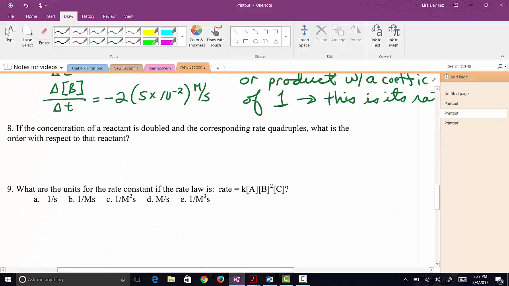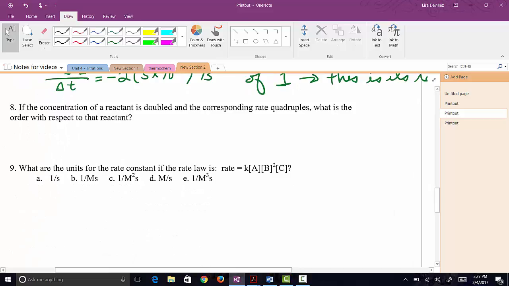All right, so let's keep going with our problems here, because this is another one where you'll see some questions like this. It says if the concentration of a reactant is doubled and the corresponding rate quadruples, what is the order with respect to that reactant? It is second order. Remember, if I double it and the effect on the reaction rate is 2 squared, then it's second order.